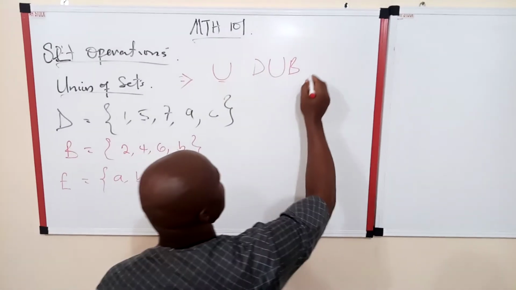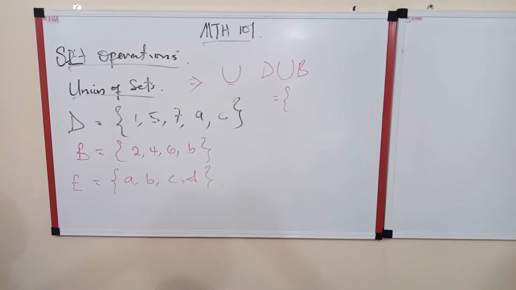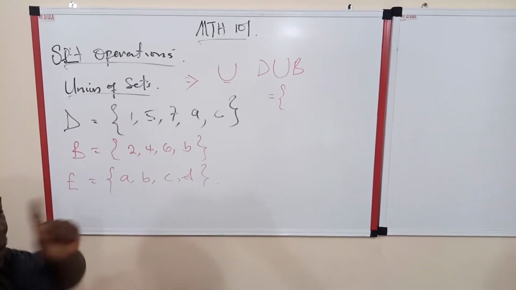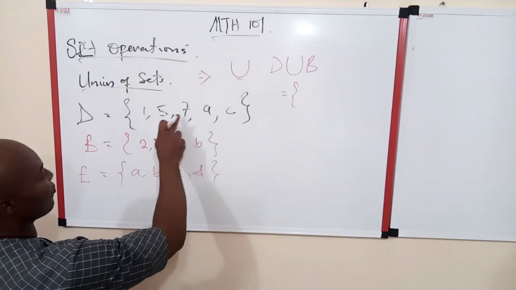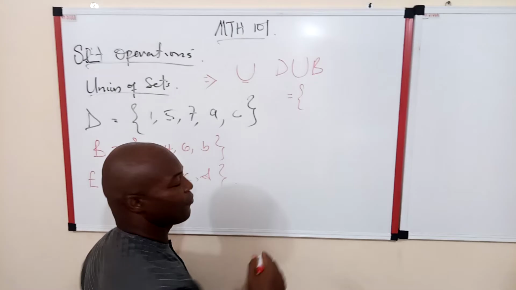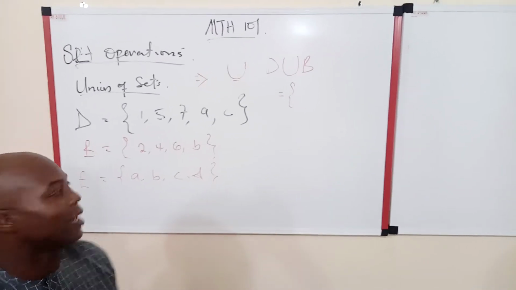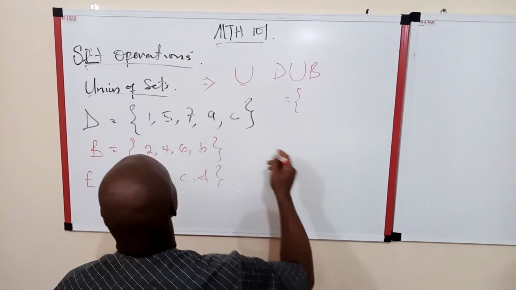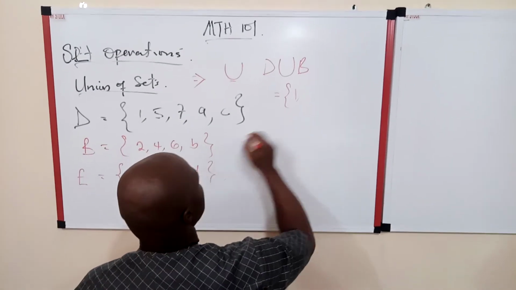And that will form a new set, a combination of the elements here and the elements here, without repetition. Now, what are the elements here? We have 1, 5, 7, A, and C. I have told us that the order in which the elements are arranged does not matter, so we can arrange them alphabetically or just anyhow. In this case, let's list these ones first.